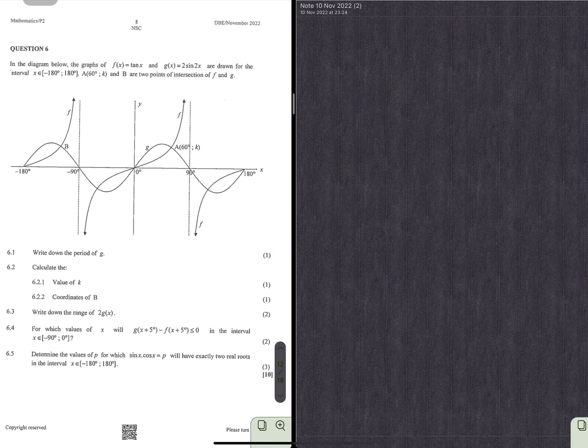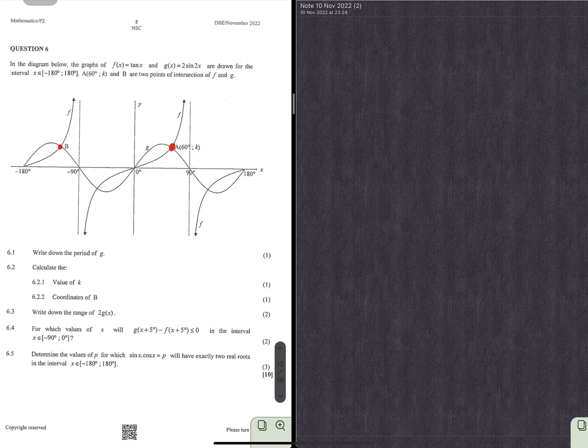They are saying in the diagram below, the graphs of f and g, where f is given by the tangent of x and g is given by 2 sine of 2x, are drawn for the interval between negative 180 degrees and 180 degrees. A and B are points of intersection of f and g. The point A is somewhere there, and then the point B is somewhere there as well. They give you the coordinates of A, which is 60 degrees and K.